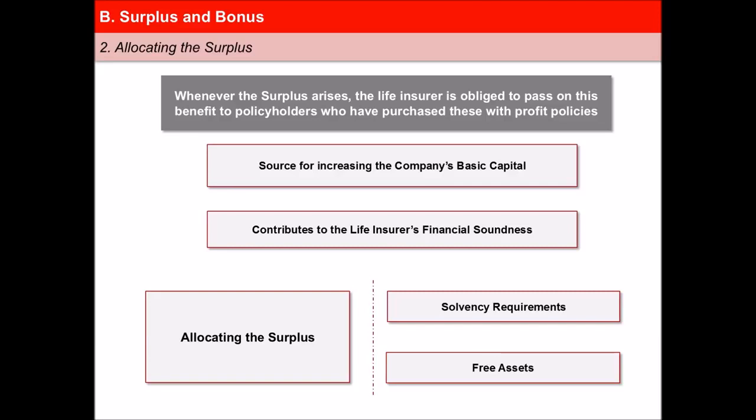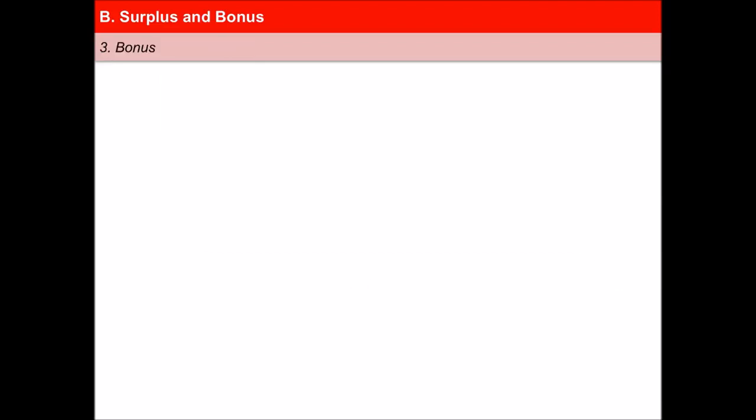Another purpose for having surplus that is unallocated is to increase the level of free assets. Free assets are unencumbered, that is, they are not required for meeting any specific liabilities. The life insurer is thus free to use them for various purposes like business expansion, etc. Now that we understand what surplus means, let us take a look at what bonus is and its types.